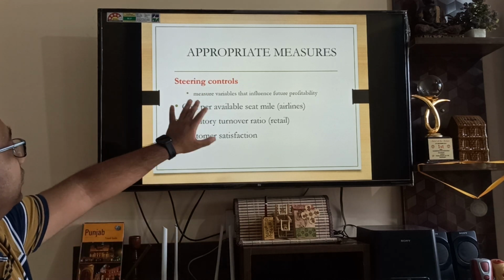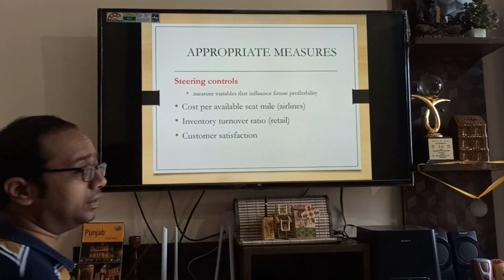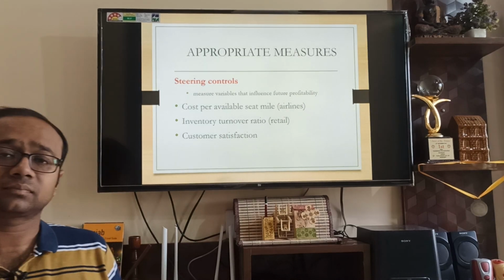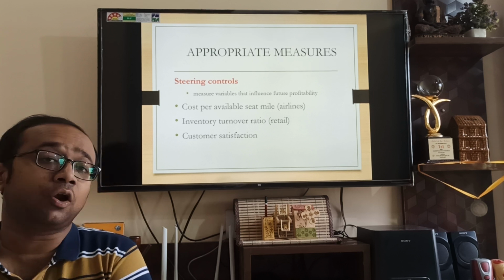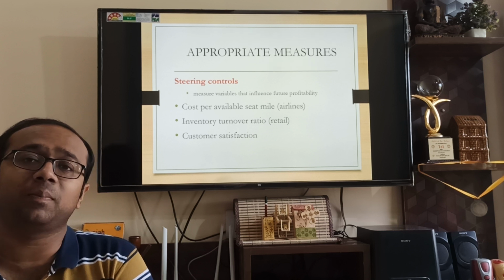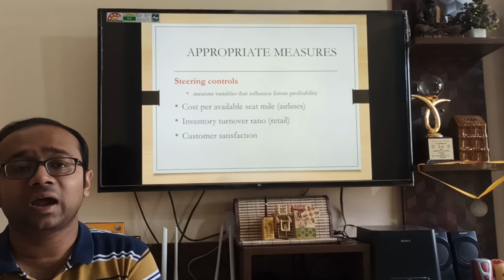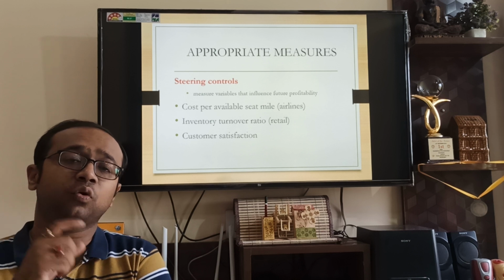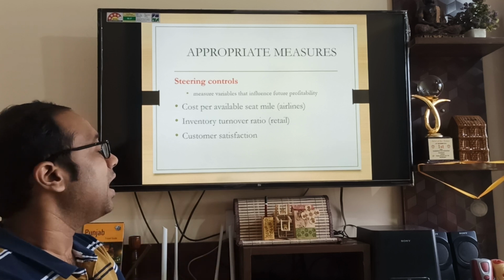Now what are the appropriate measures? Steering control. So you need to measure the variables which influence the future profitability. Let us give example. Cost per available seat mile in case of airlines. Now airline has fixed number of seats, 180, which it has to sell. It cannot keep a very high price, because if competition is keeping the price low, no one will buy. There can be a second case. What can be the second case? Second case can be that you kept a very low price, so you lost on the margin which you were there. So airline need to calculate seat per seat cost basis the miles that it will fly and do the control measures.